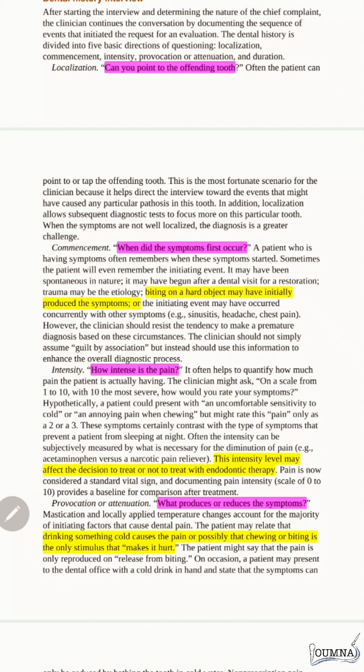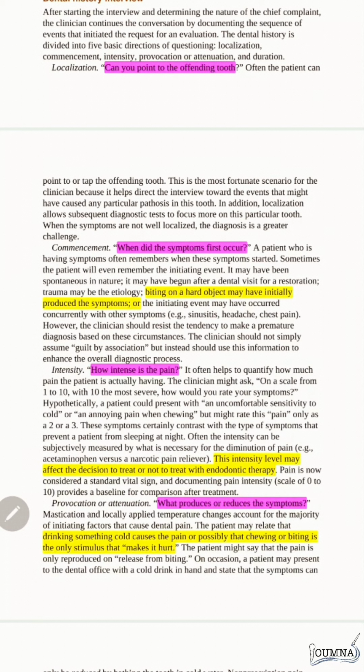Third question, how intense is the pain? Scale it from 1 to 10, please. Can you tell me how painful you feel? The intensity level gives the dentist a clue about what he is dealing with.